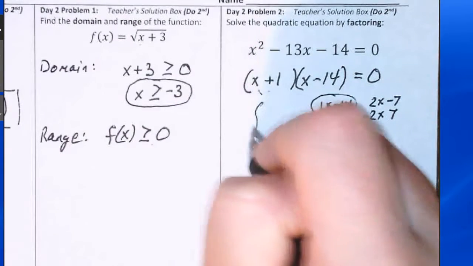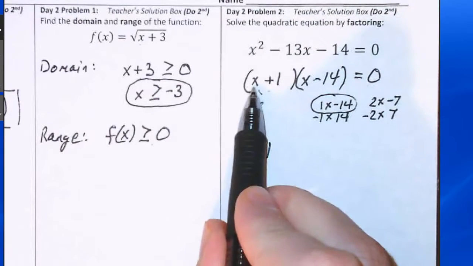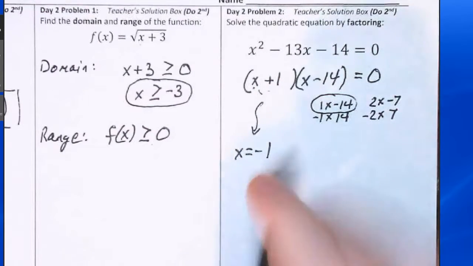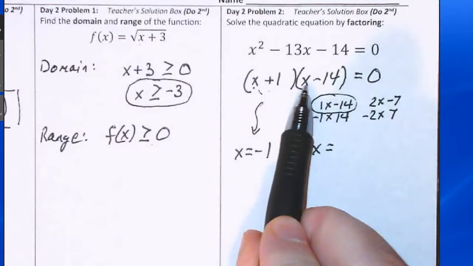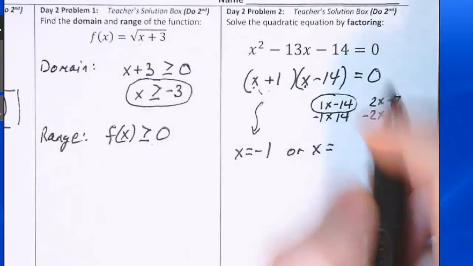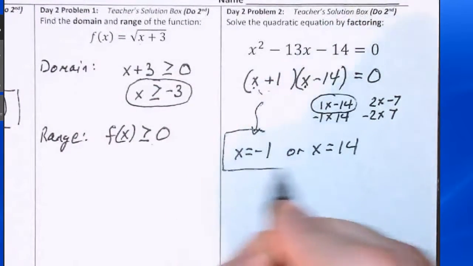Solving the first factor, we find out that x is negative 1, because negative 1 plus 1 makes 0. Or, solving the second factor, we would find out that x is 14, because 14 minus 14 is 0. So here are our two solutions for x.